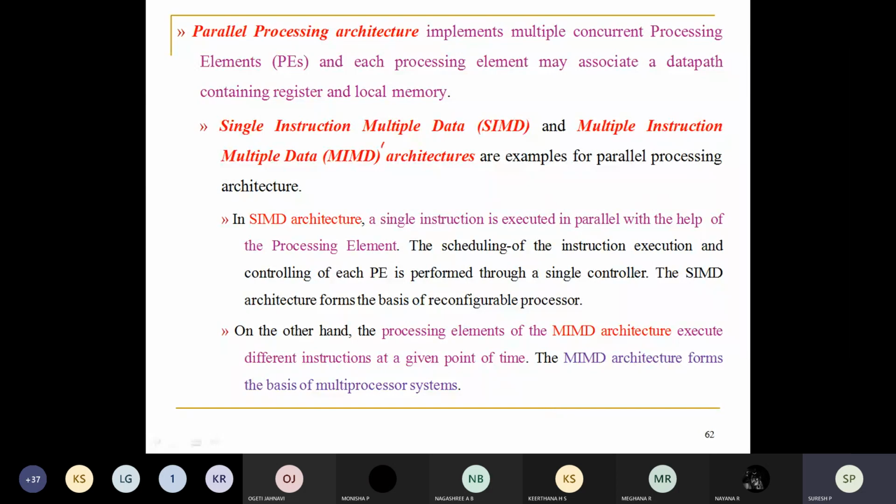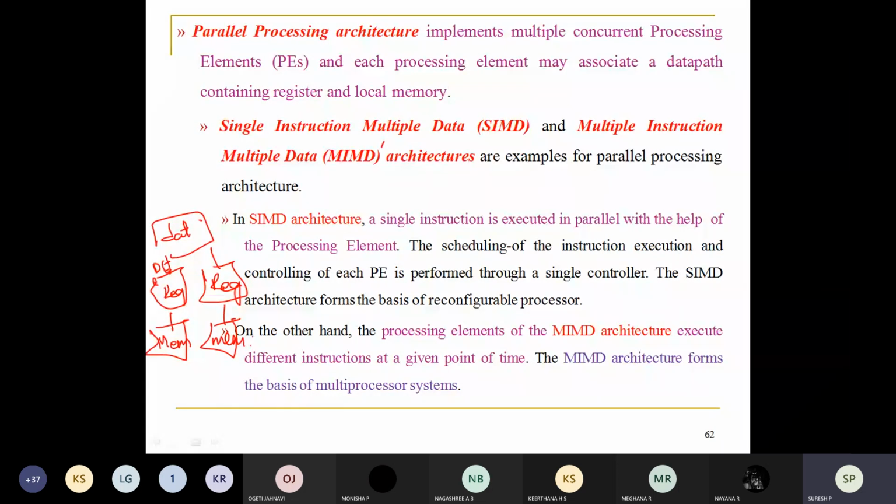So if you have the data path, some processing elements will be there. The data path will have the registers and the memory. That means in parallel it will have many things, registers and memory. Now if you are going with threading, threading is nothing but, within a single process, you create multiple threads. So it is similar to your SIMD.